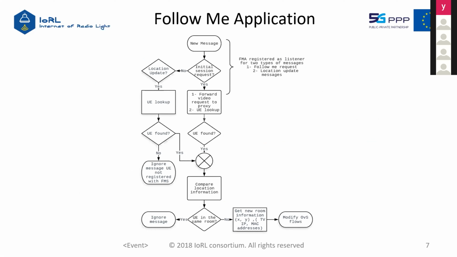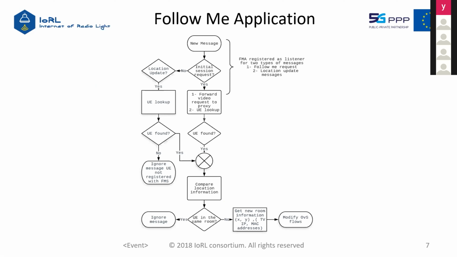As you can see here, that's the Follow Me application. It's registered as a listener for 2 types of incoming messages: Follow Me request messages and location estimation messages. It asks of a new message: is it an initial request? If not, it's a location update. It looks for the user equipment. If it finds it, it compares the location information to the location that was there before. If not, it ignores the message.